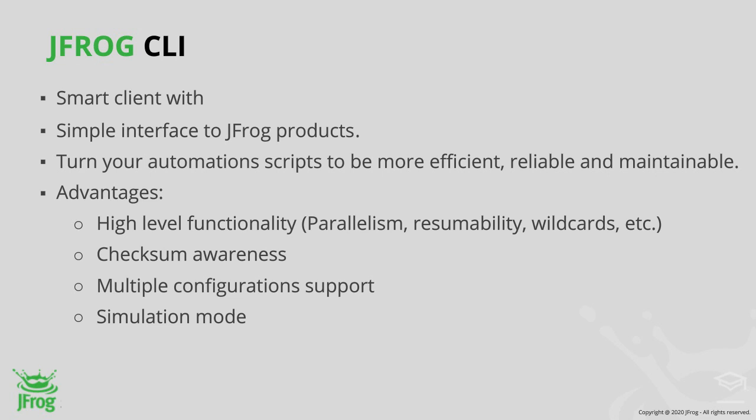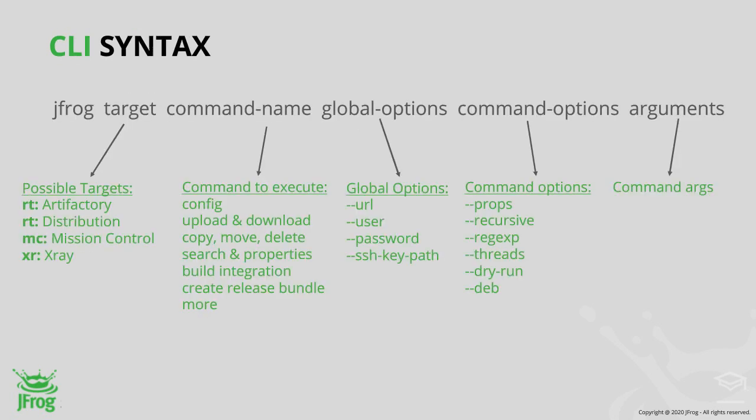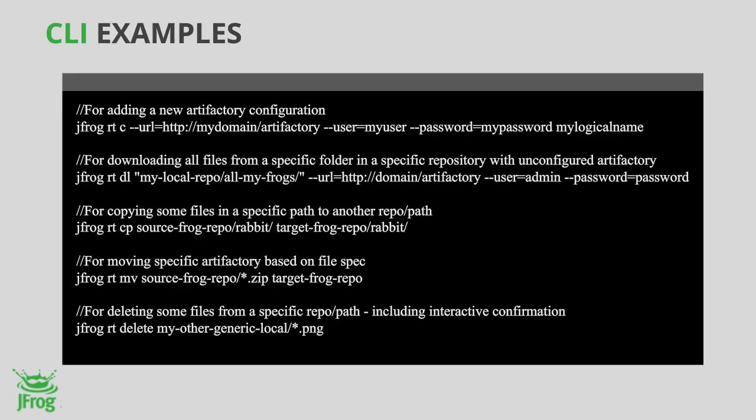All right, now, this is basically the CLI syntax. You can quickly go through it. The most important thing is that JFrog CLI is called jfrog, and you can provide it a target, rt for Artifactory, then you have Xray and so on, and you can provide a bunch of options. Here are examples of CLI. You can go through it yourself. I'm going to be utilizing CLI here as well.